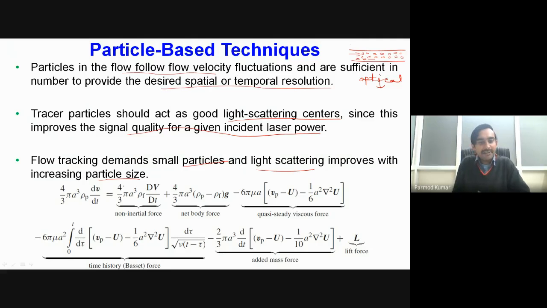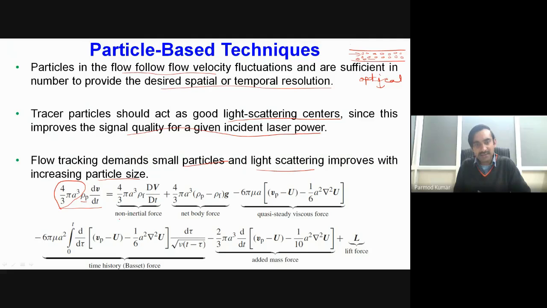Now, I have included here one governing equation which describes the motion of the particle inside the flow field. In this equation, on the left hand side, we have rho p, the density of the particle, and the term 4 by 3 pi a cubed, which refers to the volume of the particle, where a is the radius of the particle, and dv by dt refers to the acceleration of the particle. Now, this acceleration of the particle depends upon a large number of factors.